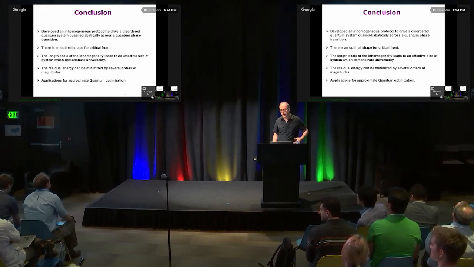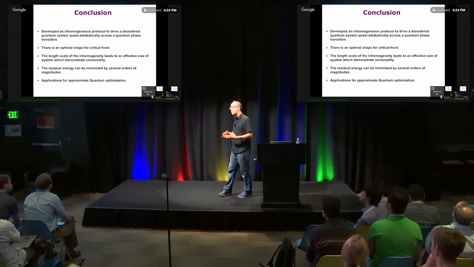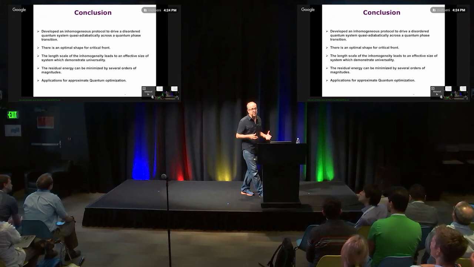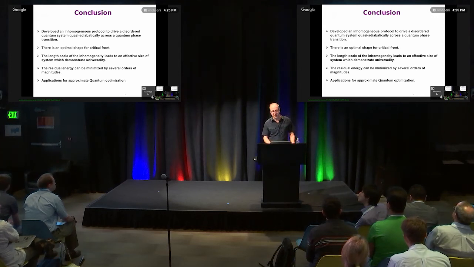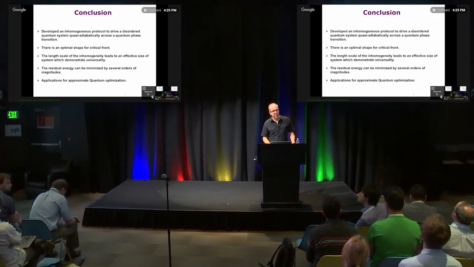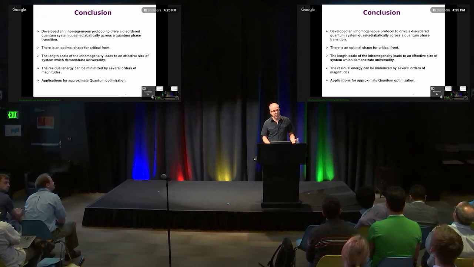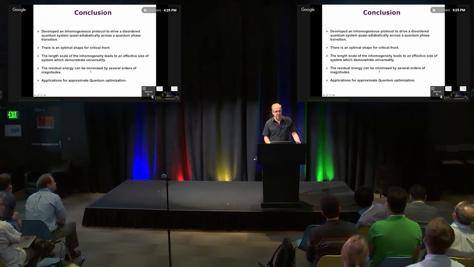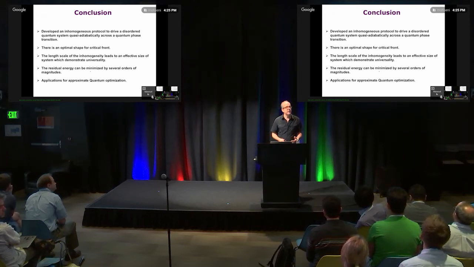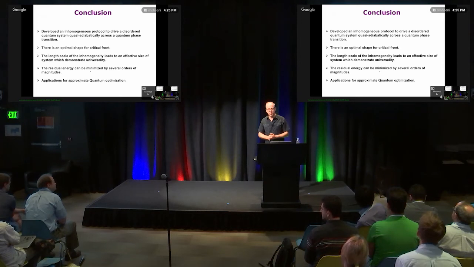You can consider the possibility that we have a new class of algorithms that are inhomogeneous in space and time, and you can drive the system quasi-adiabatically over a second-order phase transition. There is an optimal shape for the critical front, and the length scale of inhomogeneity leads to an effective size of the system which has universality, and residual energy can be minimized by several orders of magnitude. Obviously this has application to approximate quantum optimization.